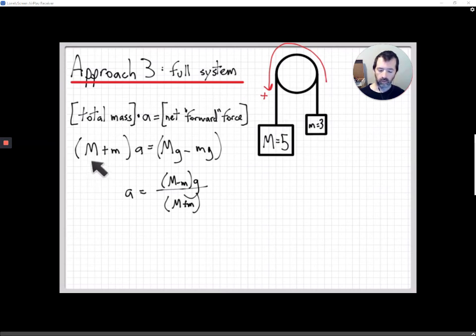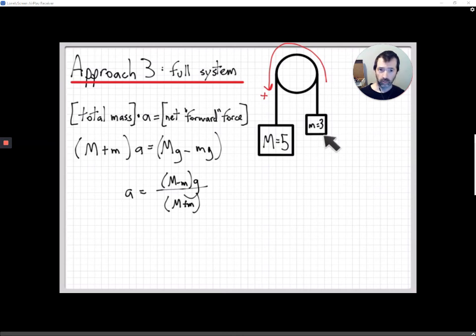So the total mass here is big M plus little m. And the net forward force, or the total force along this axis, is going to be the force of gravity pulling down on the big block minus the force of gravity pulling down on the little block.